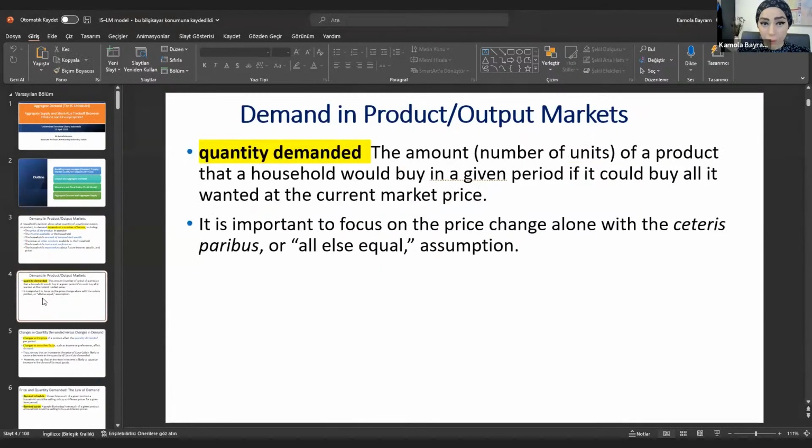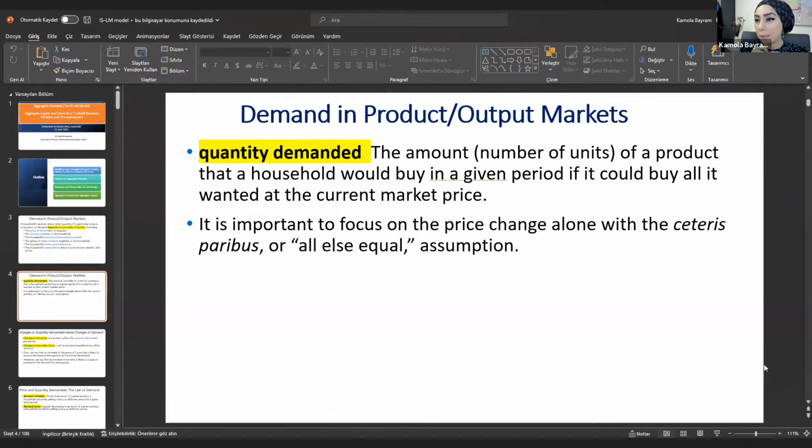Now, when we look at the quantity demanded, as we said, we continue with the demand in product: the amount or number of units of a product that a household would buy in a given period if it could buy all it wanted at the current market price. This is the definition of the quantity demanded. Again, it is the amount of a product that a household would buy in a given period if it could buy all it wanted at the current market price.